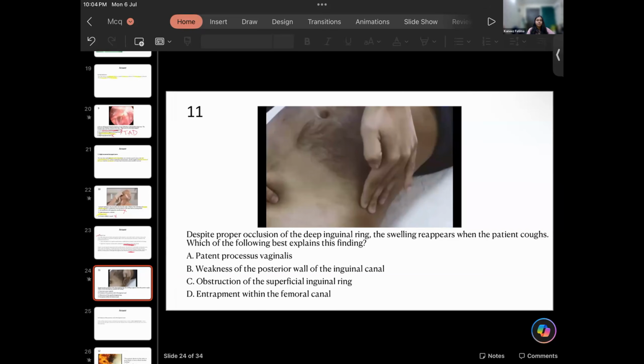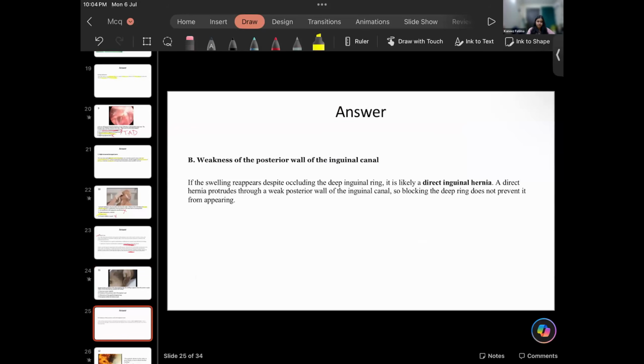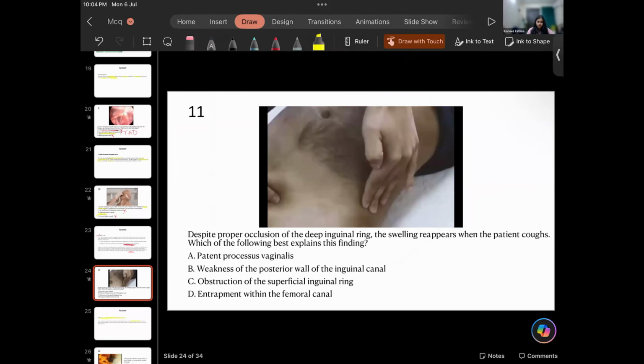And the entrapment within the femoral canal. It is a femoral hernia. So in femoral hernia, we don't perform the deep ring occlusion test. So the answer is weakness of the posterior wall of the inguinal canal. If the swelling reappears despite occluding the deep inguinal ring, it is likely a direct inguinal hernia, a direct hernia produced through the weak posterior wall of the inguinal canal. So even after blocking the deep ring, it would not prevent it from reappearing. So the entrapment within the femoral canal is not an option.